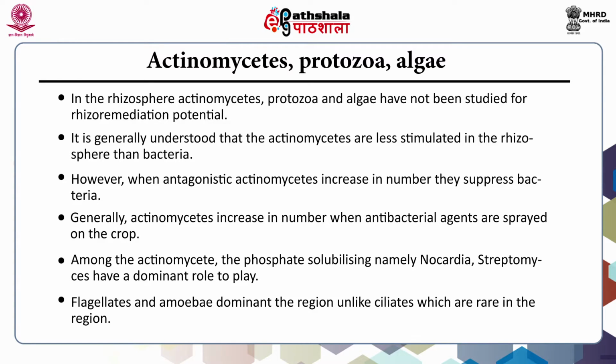There are certain actinomycetes which possess antagonistic properties and sometimes they suppress the bacteria. These actinomycetes generally increase in number when antibacterial agents are sprayed on the crop. Only during this time do the actinomycetes increase in number when compared to bacteria. Among the actinomycetes, the phosphate solubilizing ones, namely Nocardia and Streptomyces, have a dominant role to play in the rhizosphere region. Flagellates and amoeba also dominate in this region, unlike the ciliates.